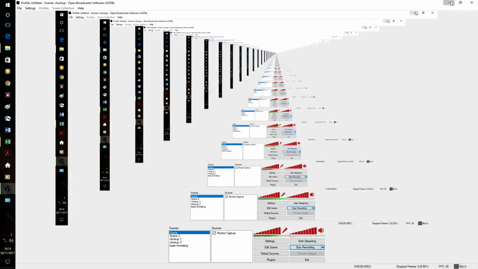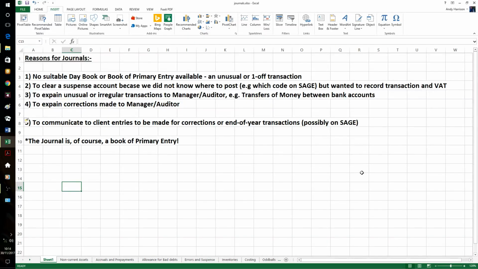Hello accounts people, time to have a significant look at journals. Journals are often not done as well as they could be, particularly in the advanced bookkeeping exam. So this is essentially a revision guide.